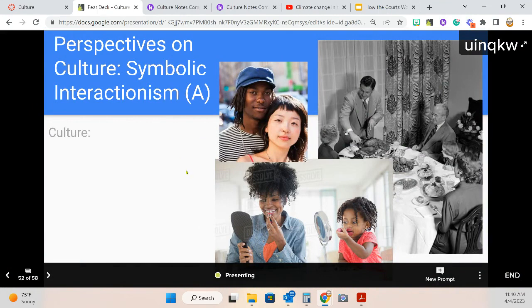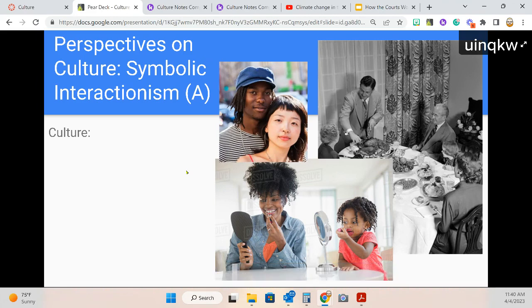Well done. Now let's look at symbolic interactionism. And remember, symbolic interactionism is about kind of this reciprocal relationship between people and culture. So culture shapes what we do, shapes how we think, but is in turn shaped by our own behavior, right? Especially our interactions with other people.